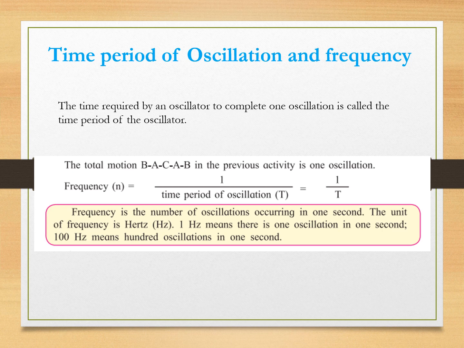Frequency is the number of oscillations occurring in 1 second. The unit of frequency is hertz, which is written as capital Hz. Okay, 1 hertz means there is 1 oscillation in 1 second, and 100 hertz means 100 oscillations in 1 second. So whatever number of oscillations are completed in 1 second is called the frequency of oscillation.